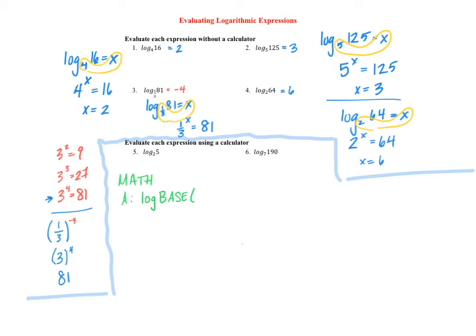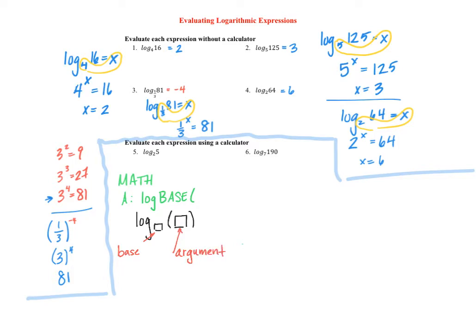log, and then there's a little box here, which is actually where my cursor is blinking. And then there's a little box in parentheses. Now, what goes in those spaces? In this spot, that is going to be our base. And in this position, that is going to be our argument.